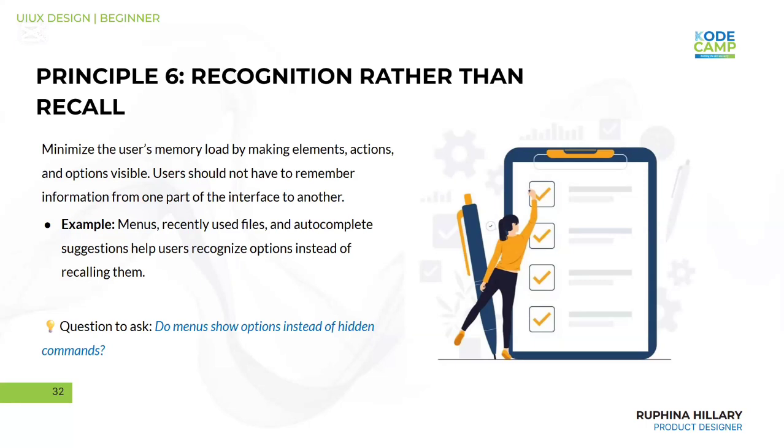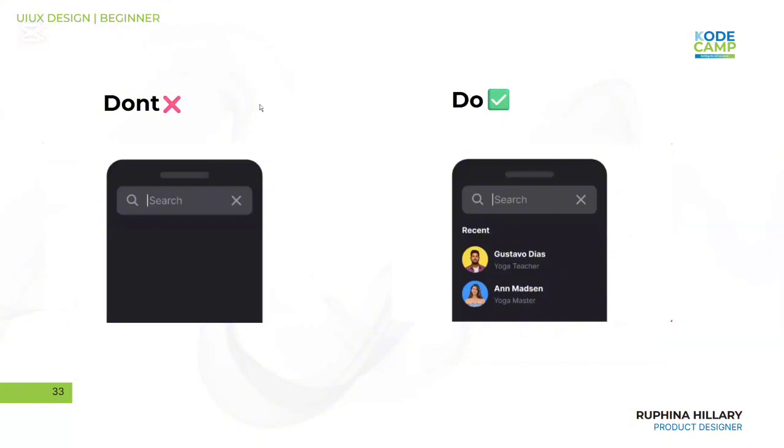So we are trying to apply this principle to UI UX, where we minimize the user's memory load by making elements, actions, and options visible so that users do not have to remember information from one part of the user interface to another. Like for this example I gave here, you're trying to search for something. Have you ever been on Instagram and you want to search for someone's name, but you've forgotten the name of the person you're trying to search for? But with this other option, you see things like recent searches. You see people that you have searched for before, and you can easily click on one of them. So this is recognition.